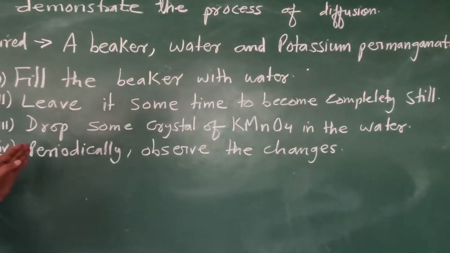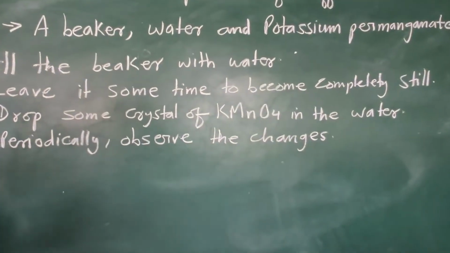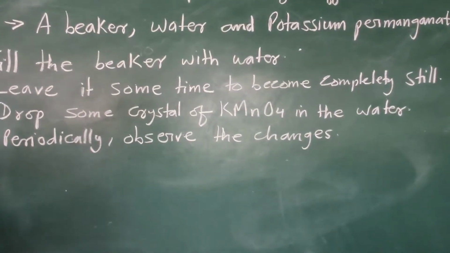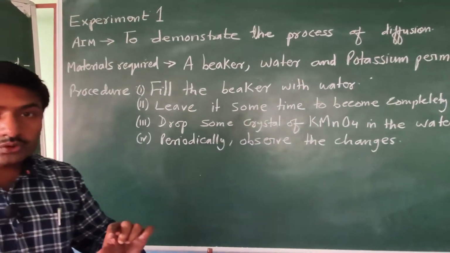Third step is to drop some crystals of potassium permanganate in the water. Then after that, the fourth step is to periodically observe the changes, that is from the bottom to the top.